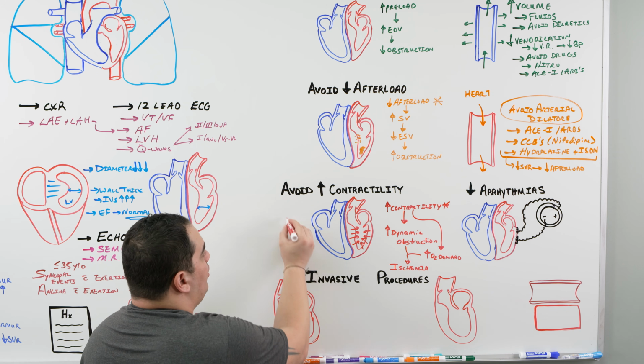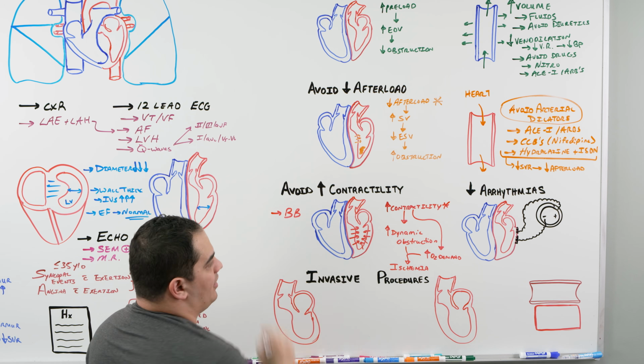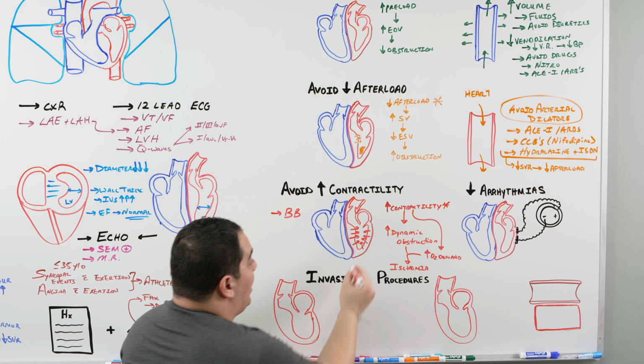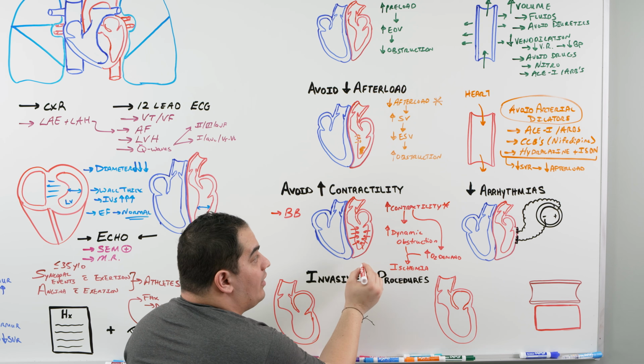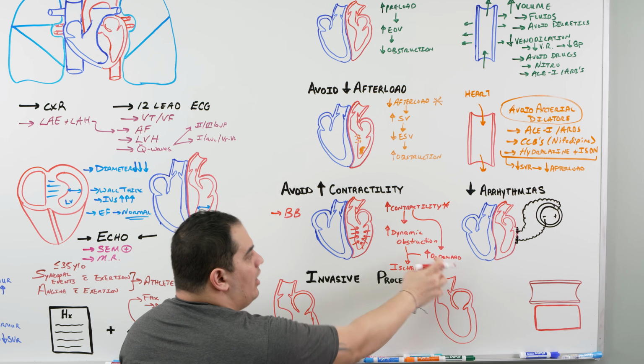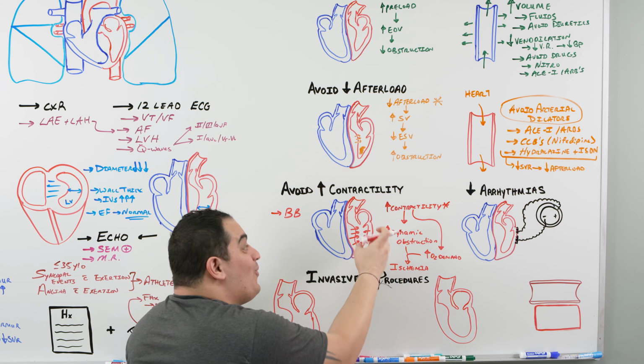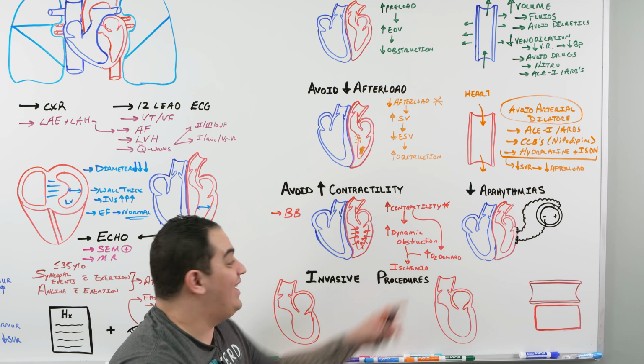These drugs include beta blockers. So one of those drugs would be beta blockers. Why? Because beta blockers will work to reduce heart rate. If you reduce heart rate, that reduces the work on the heart, that reduces the oxygen demand. And if you give beta blockers, it reduces the contractility. And that will also reduce the dynamic obstruction and the oxygen demand.